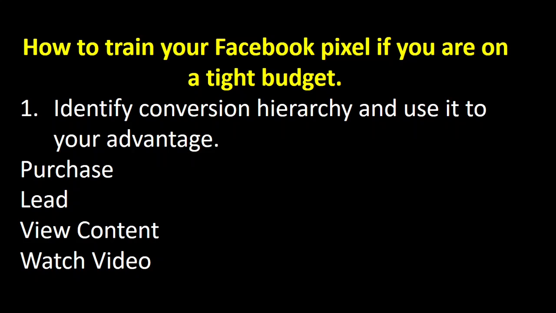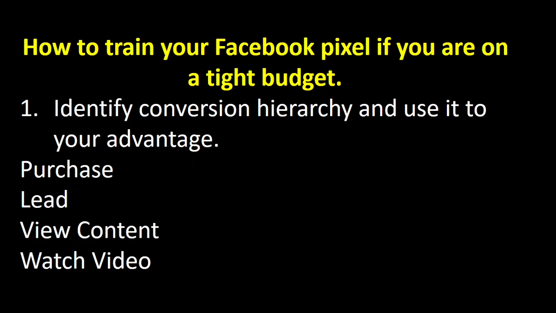First of all, let's look at the hierarchy of conversion. The highest conversion you can get is purchase. When somebody buys your product, that is the highest level of conversion. Then another level that you can see is when you have a lead. When somebody has opted in, wants to know more about your product, and has already entered his email, he becomes a lead.